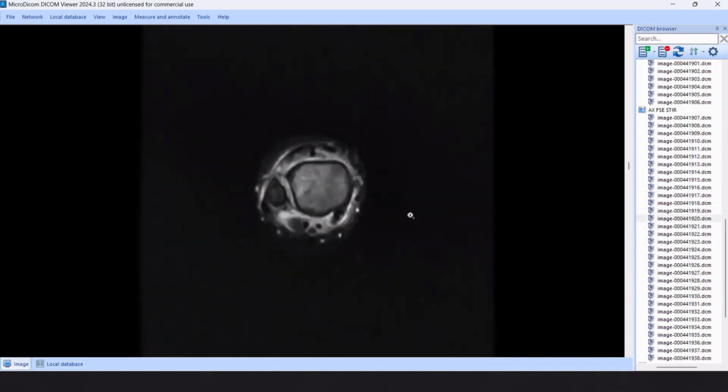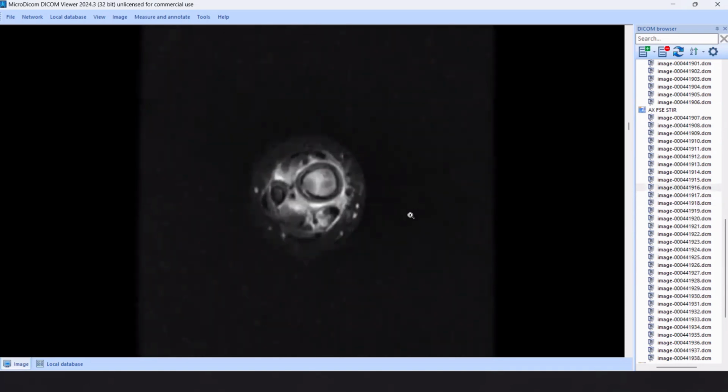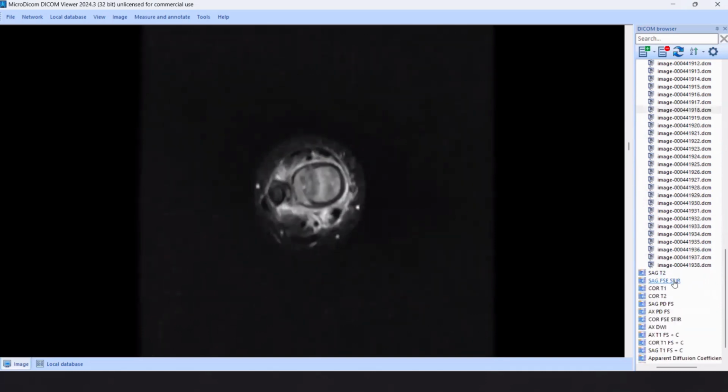Okay, this is an axial STIR cut of the ankle. I can see that there's a soft tissue edema and high signal of the bone marrow as well in the distal tibia. Yes. Can I see another plane?